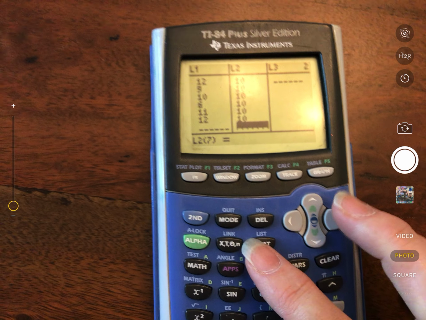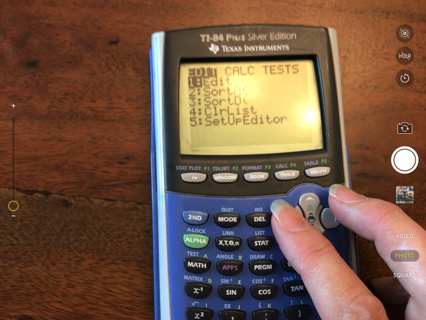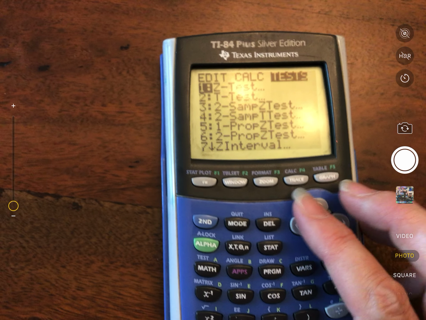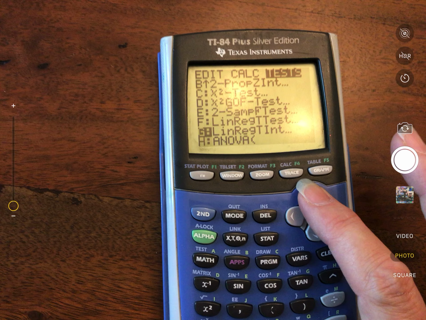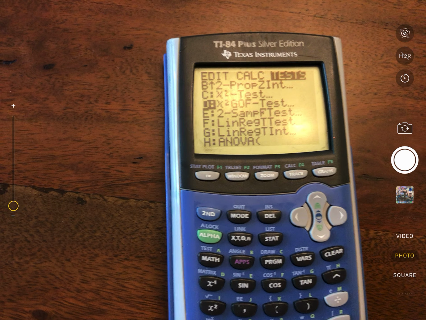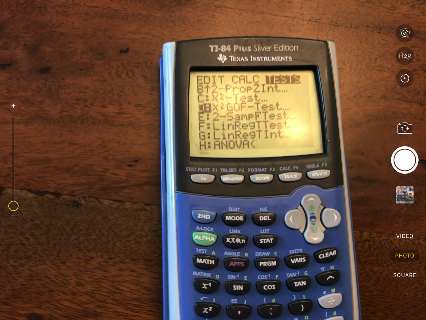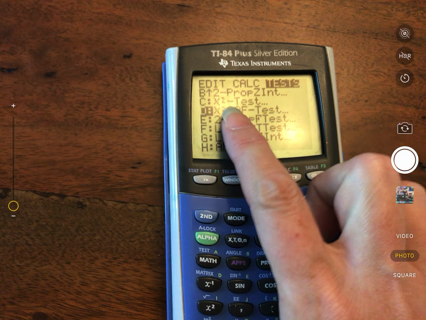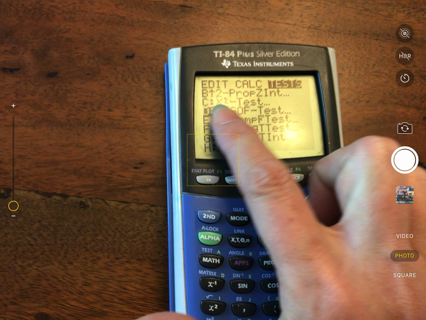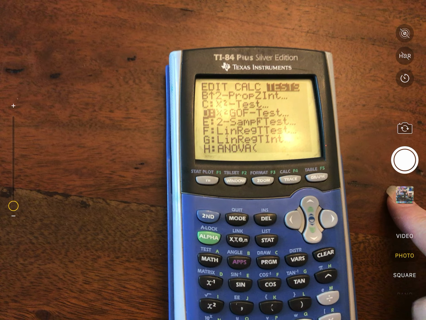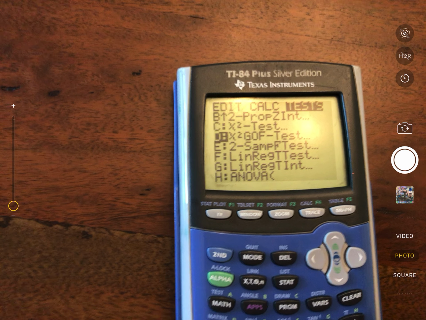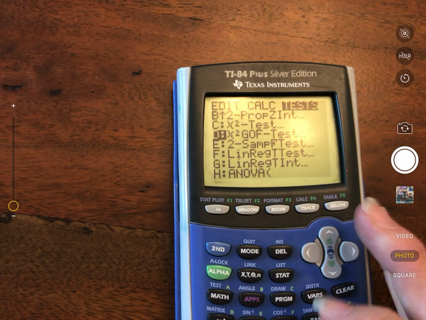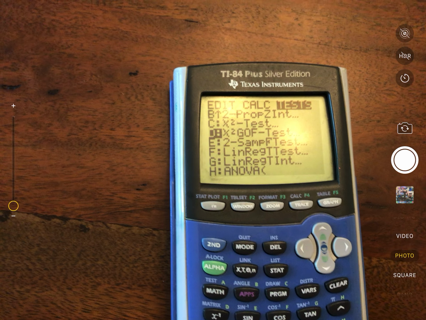Then we're going to go into Stat and over to Tests. Scrolling up is going to be shorter than scrolling down, because our chi-square goodness of fit test is going to be pretty close to the bottom. You do not want C, the chi-square test. That's for independence, association, or homogeneity. We don't want that one. We're doing the chi-square goodness of fit test, which in my calculator is letter D.